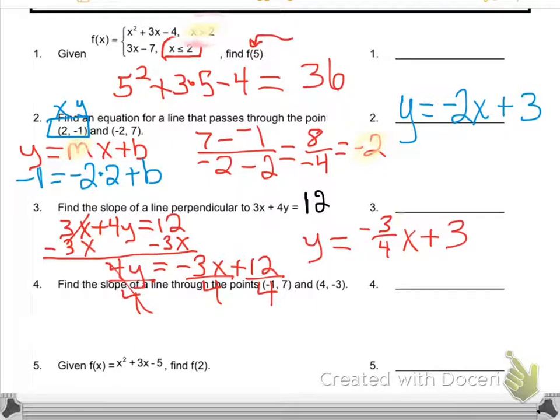When I look at this, I find that the slope of the line is negative 3/4, but they said that they want the slope of the perpendicular line. Okay, parallel lines have the same slope. Perpendicular lines have opposite reciprocal slopes. So the slope of a perpendicular line would be opposite. Since it's negative, it would be positive, and reciprocal means to flip it over. So it would be 4/3.